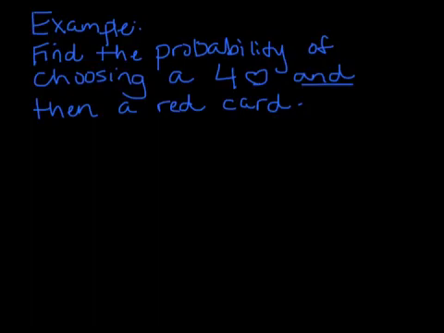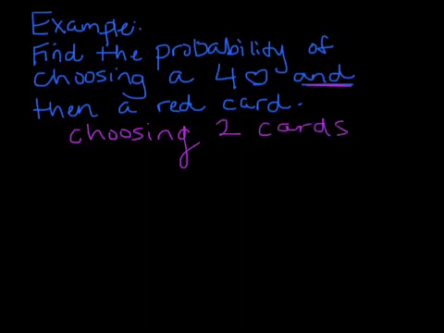Okay, so I have the first one: find the probability of choosing a 4 of hearts and then a red card. So when I'm trying to determine what to do on these, the key word in this one is the fact that I see "and" right here, okay? Which means there are 2 events happening. I'm choosing 2 cards, okay? So that's a big difference between the one that's going to say "or", where I'm only choosing 1 card.